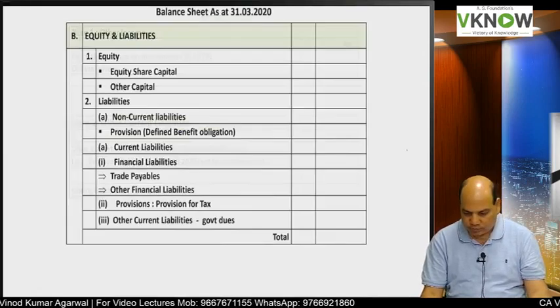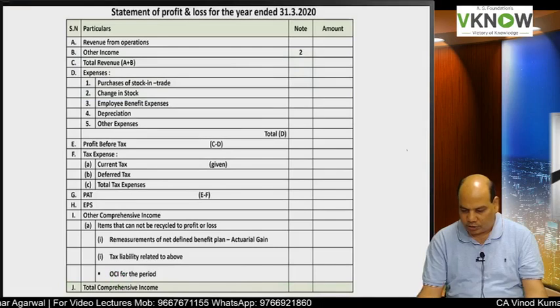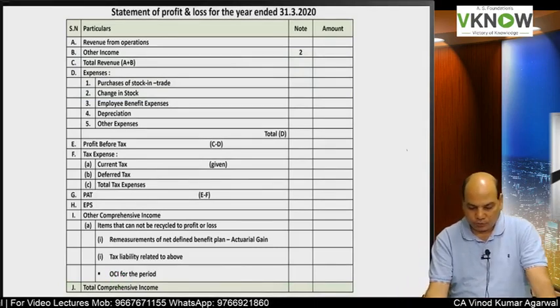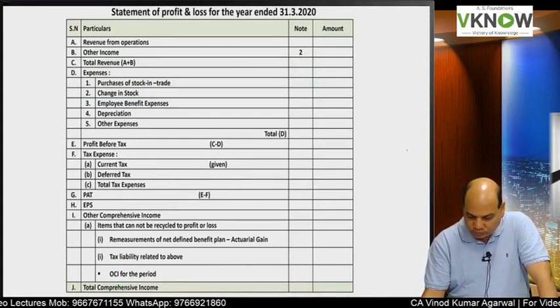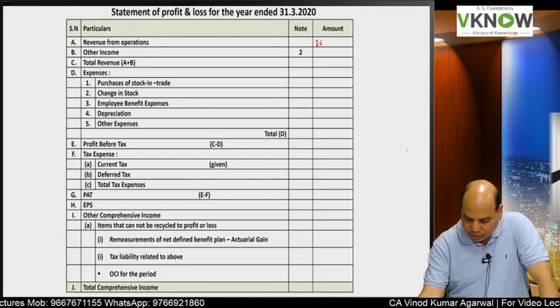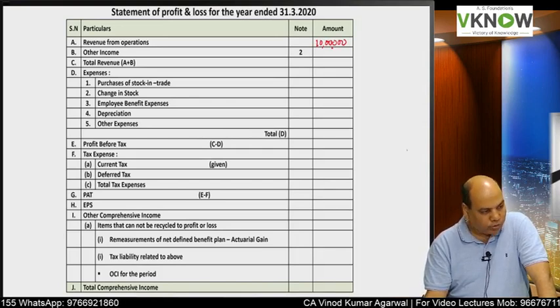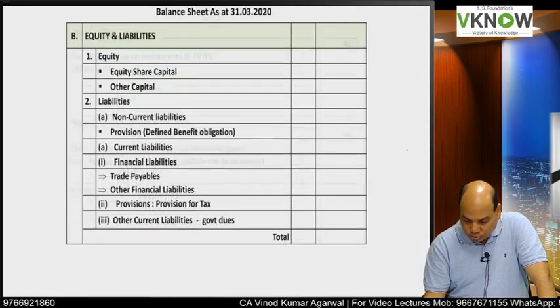Revenue from operation. Please all of you come to statement of profit and loss. Revenue from operation. Is there any adjustment in that? No. So can I write directly 10 lakh here? Other income, note number 2, there is an adjustment, because we have to also add that fair value gain on current investment. So where is my note number 2?